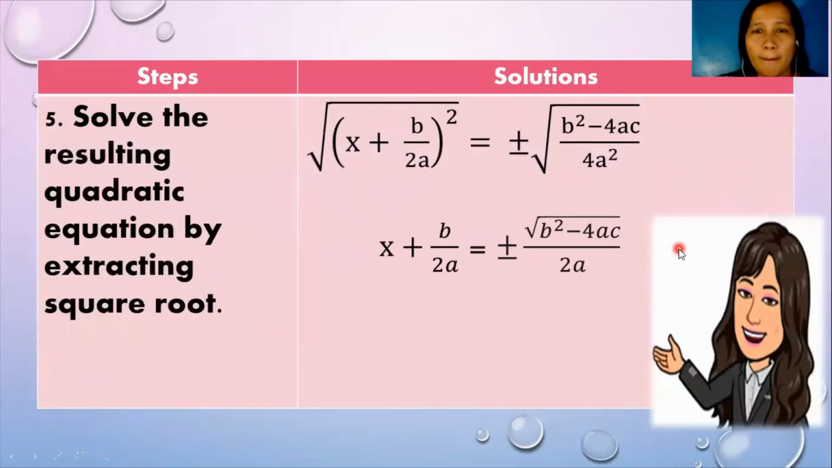After that, step 5. Solve the resulting quadratic equation by extracting the square root. We are going to write the square root sign on both sides. We will eliminate the square and the square root. So it becomes x plus b over 2a is equal to positive or negative square root of b squared minus 4ac, because there is no perfect square in the numerator, but our denominator has a perfect square. So the square root of 4a squared is 2a.